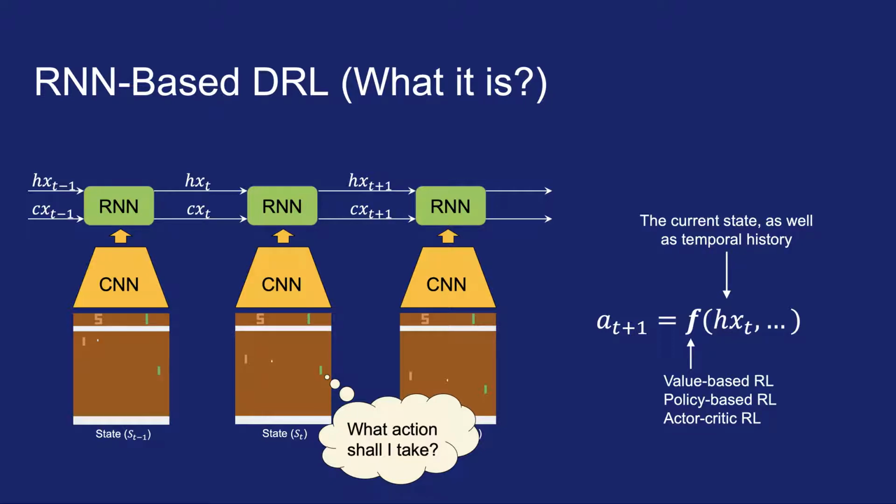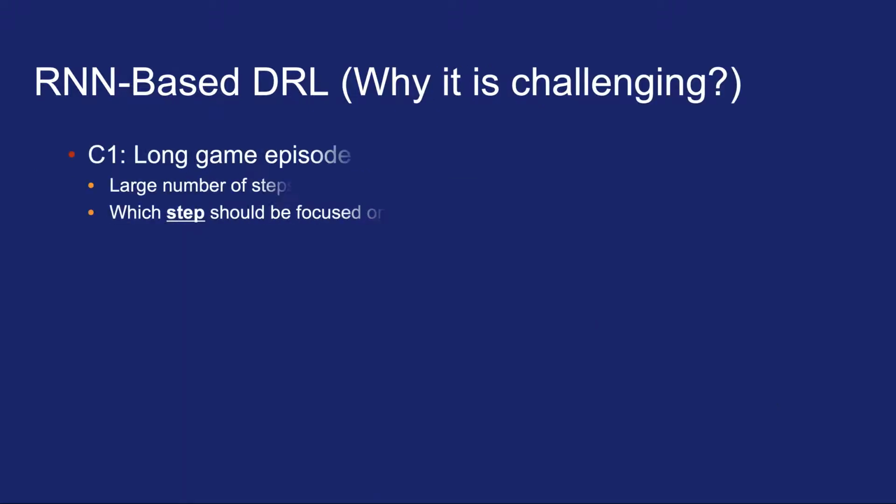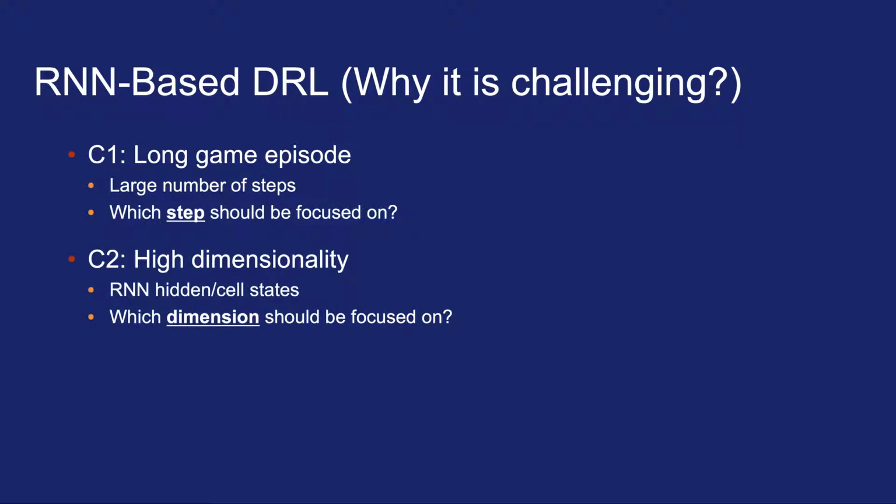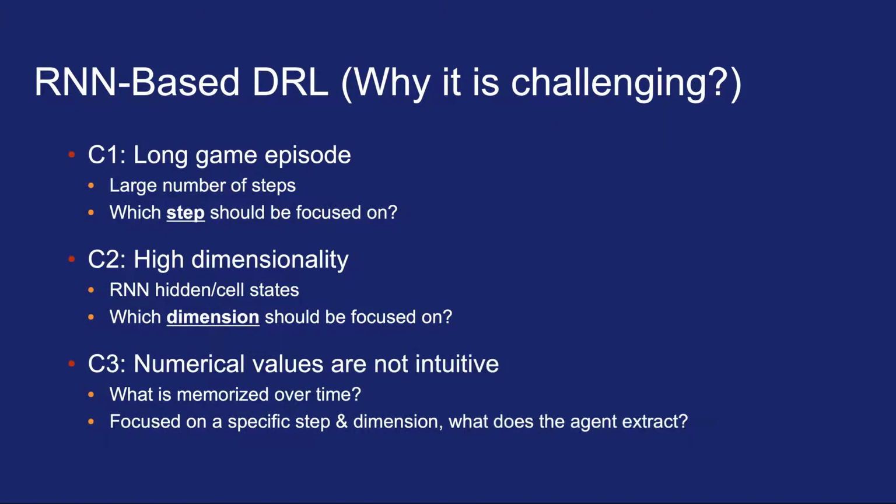Analyzing RNN-based deep reinforcement learning is challenging. First, the game episode to be analyzed is lengthy, with thousands of steps. Second, the dimensionality of the RNN states is usually high, making it hard to interpret what each dimension is responsible for. Third, there is a gap between the machine-understandable numerical values and the human-interpretable semantics. For example, tracking the hidden state values across steps will not tell us what has been memorized by the agent. We have to interpret the agent in a more intuitive manner.